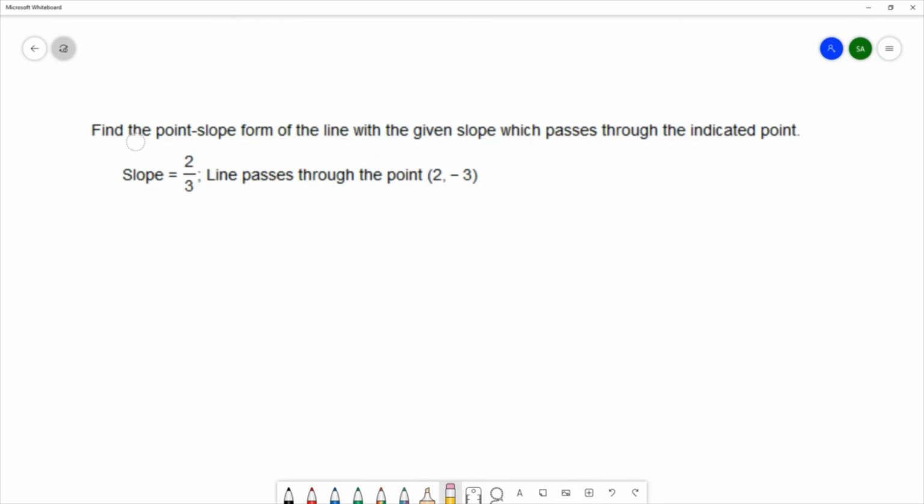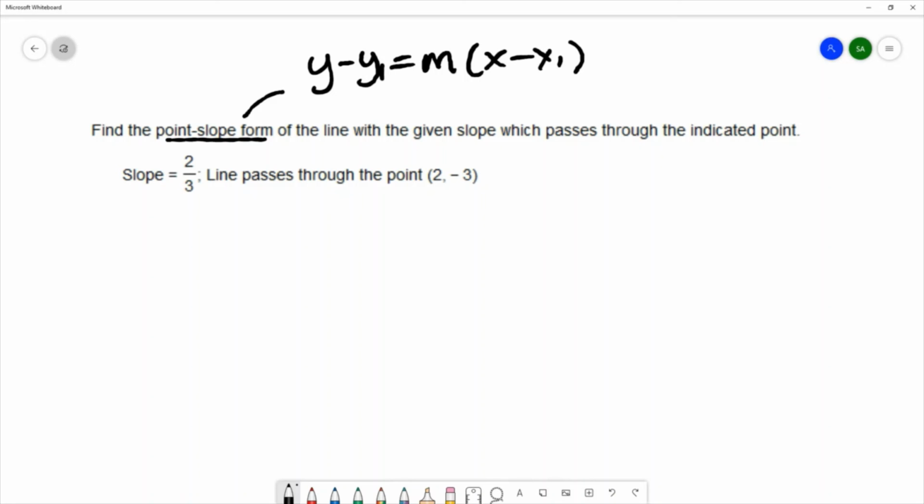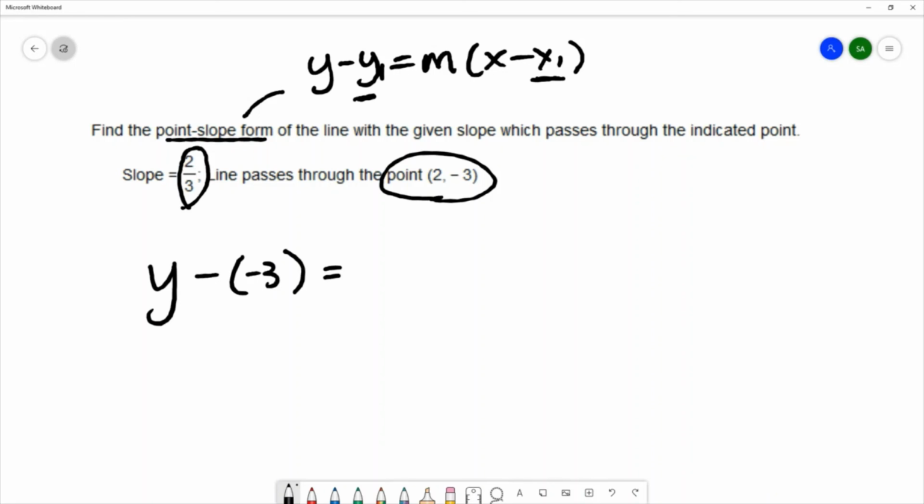In this question, I want to find the point slope form of the line with the given slope which passes through the indicated point. The point slope form of a line is y minus y1 equals m times x minus x1. M is the slope of 2/3, and x1, y1 is a point on the line. So I'll substitute those values in. Y minus negative 3, that's the y coordinate of the point, equals 2/3 times x minus 2. 2 is the x coordinate of the point.